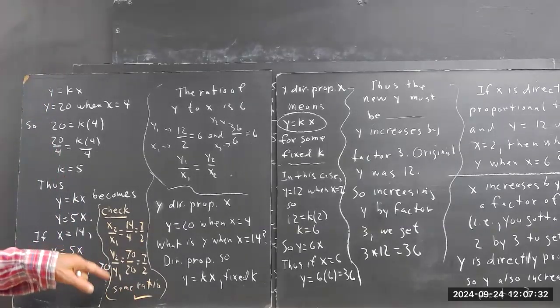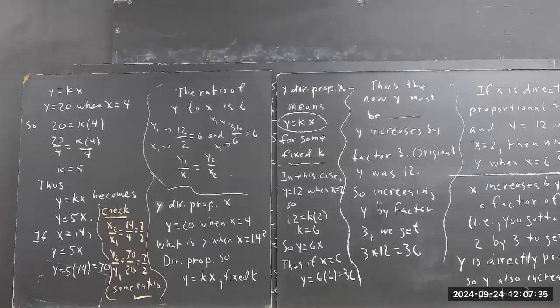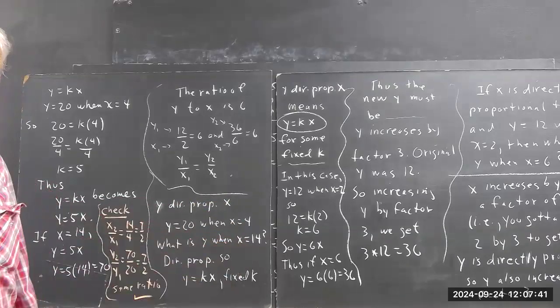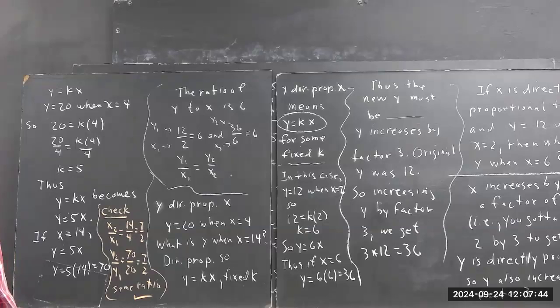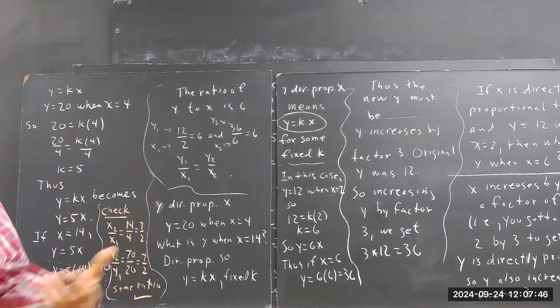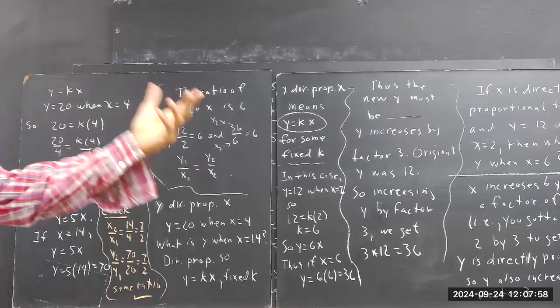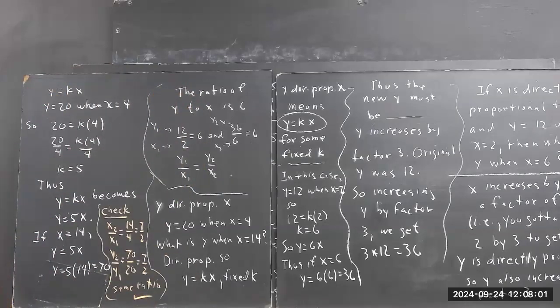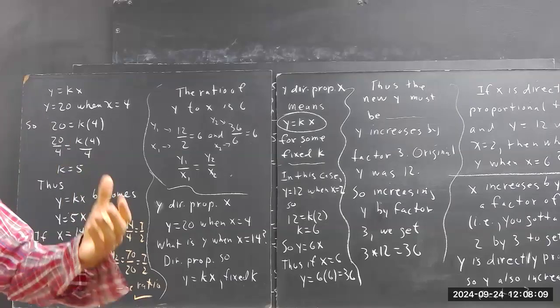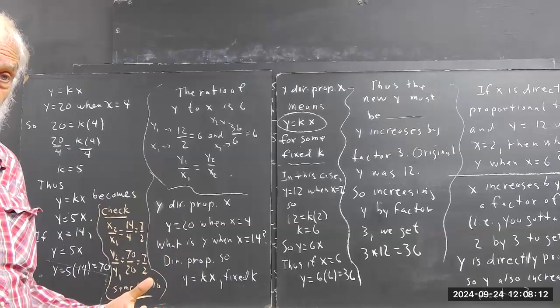I do recommend checking like this. There's another way to solve this. You could say x increases by a factor of 7/2. x goes from 4 to 14, and 14 over 4 is 7/2. So you take 7/2 of your y value, which is 20. 7/2 of 20 is 70. A lot of ways to see this, and it's important to see all these ways because there are a lot of things in mathematics you have to think about that involve these kinds of ratios and proportionalities.